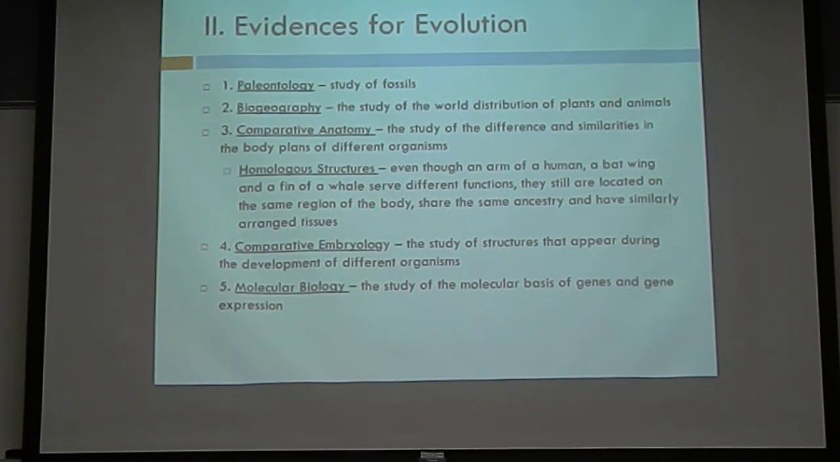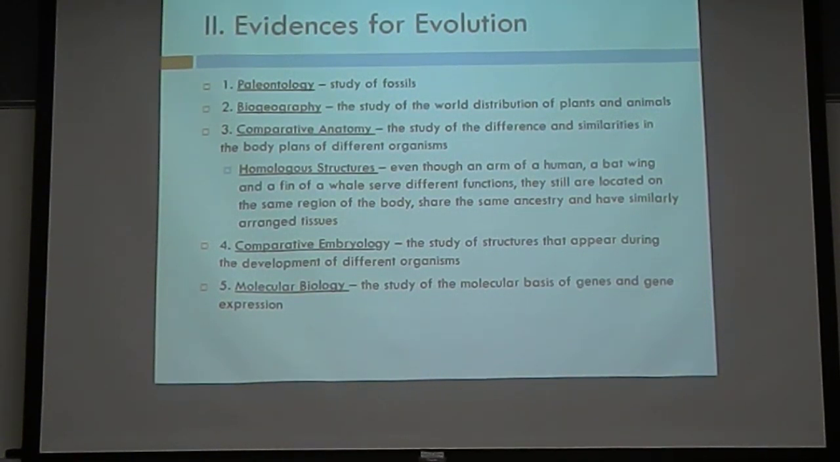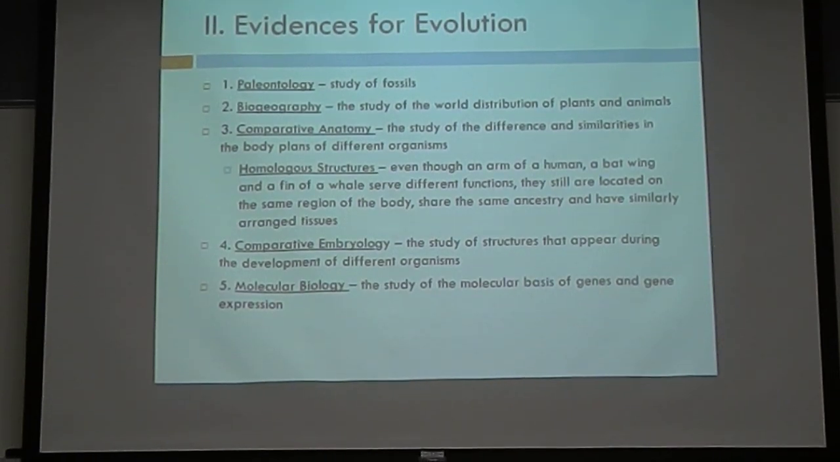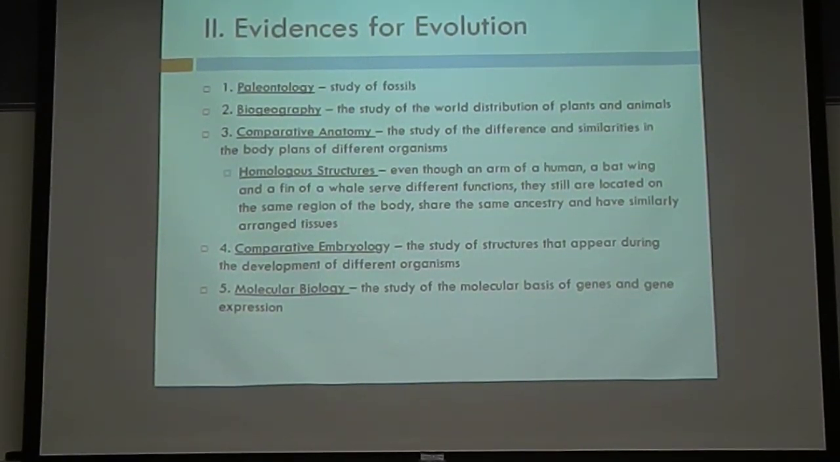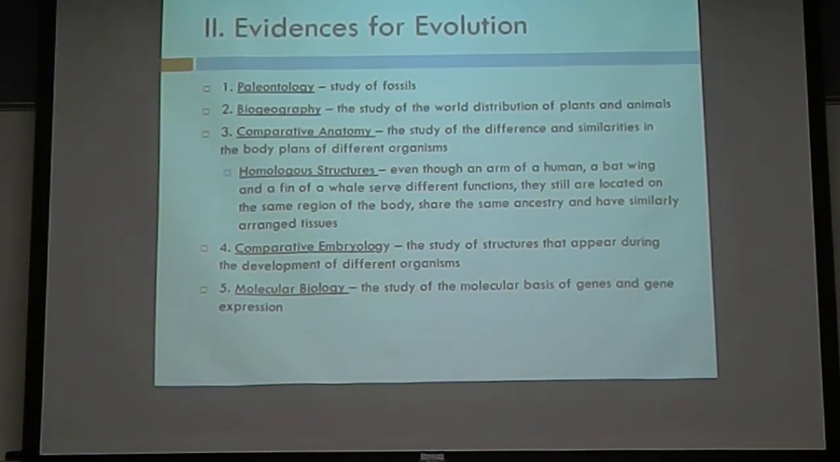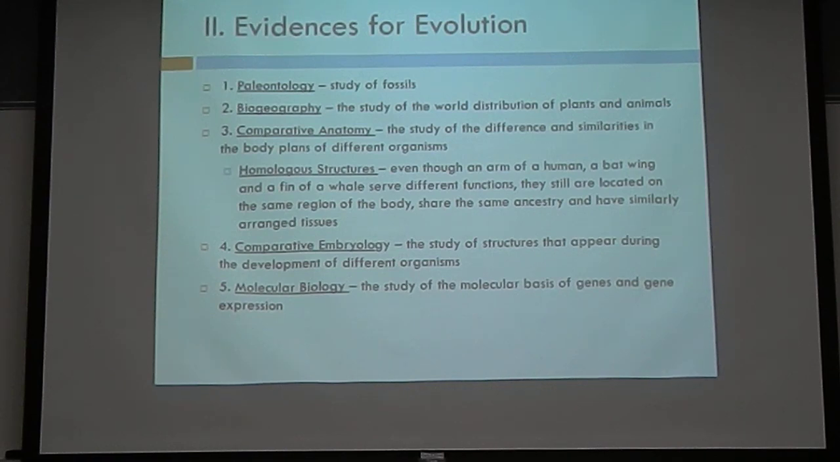Number 4 is comparative embryology. This is a study of structures that develop or appear during development in different organisms. We'll find out that all chordates, which are vertebrates, for the most part, have 4 things in common. They all have a dorsal nerve cord. We have a spinal cord. They all have a notochord in development. This notochord most of the time will then develop into either cartilage or bone, the backbone. All right, so we have the spinal cord with our backbone, our vertebral column.